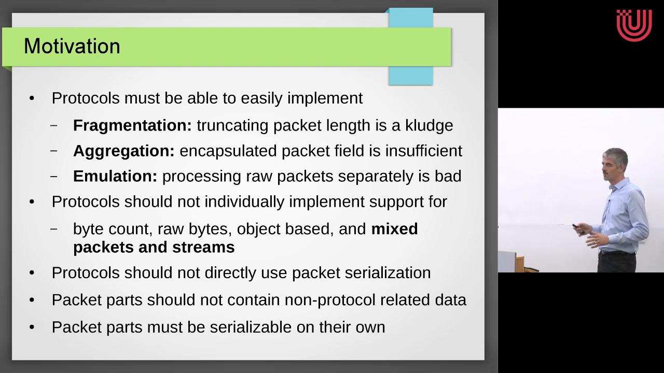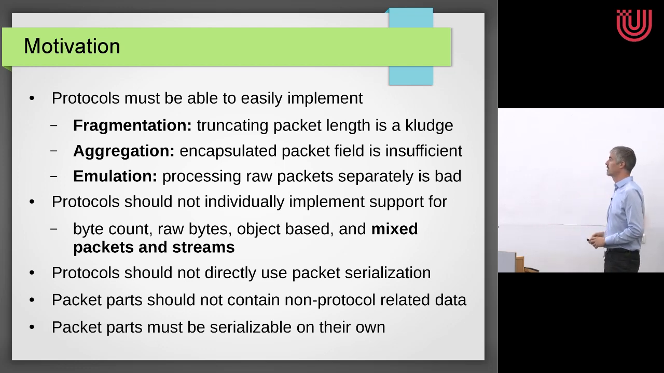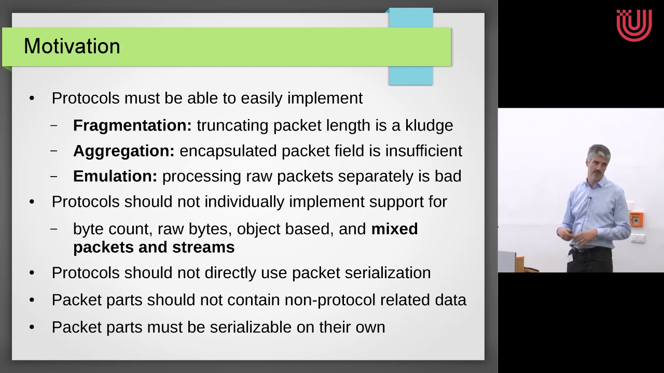And we have a kind of solution using the cPacket API from OMNeT, which is, for example, in the fragmentation case, kind of kludgy because we are truncating the packet length. For the aggregation case, it's actually not supported directly. You have to roll your own solution for each protocol where you want to support aggregation, because the encapsulated packet field can only encapsulate one packet, which is obviously not right for aggregation. Or emulation support requires us to process raw packets separately, so we need to have some kind of dispatch mechanism and alternative code paths to process those kinds of packets, which is wrong.